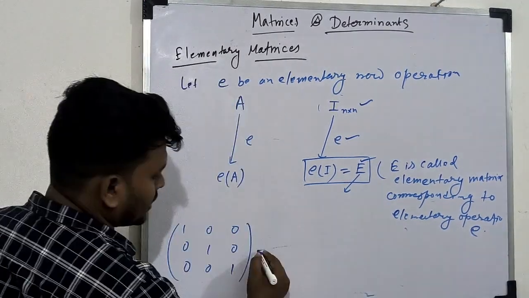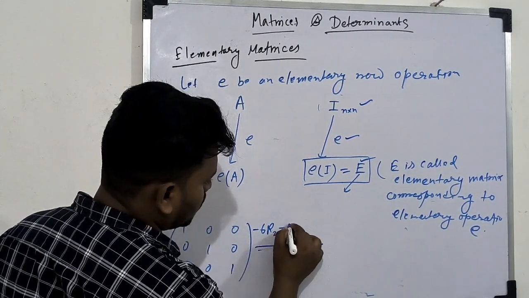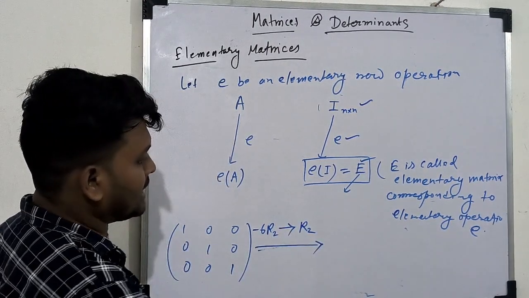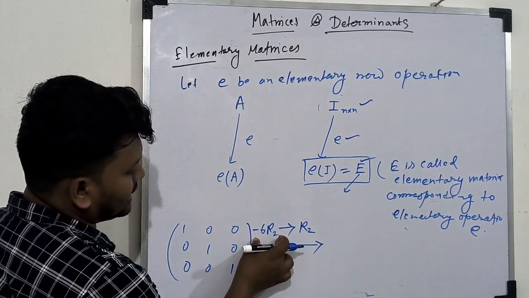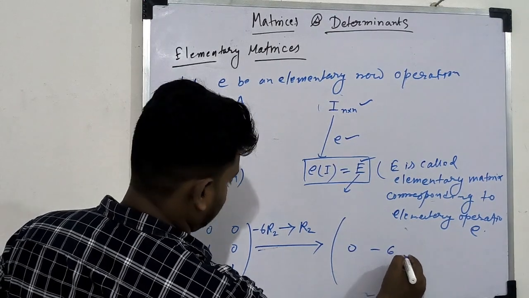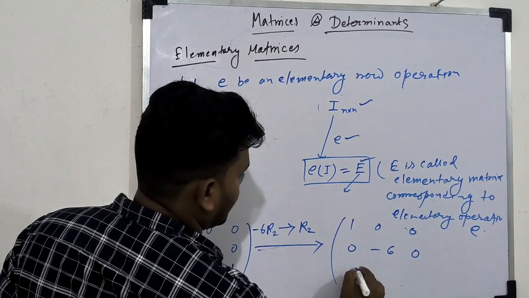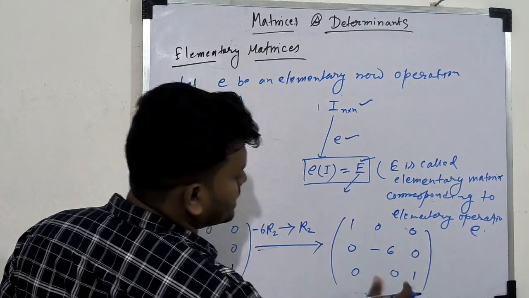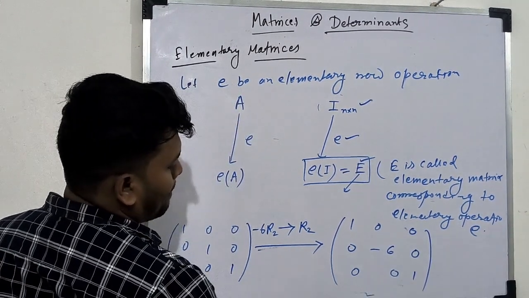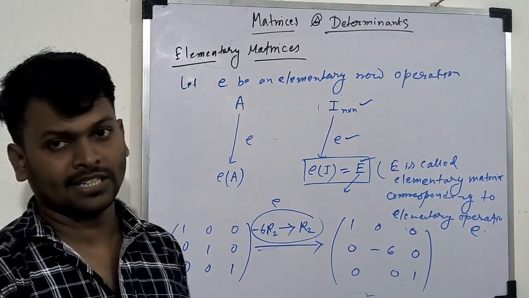In another way, if we apply the row operation minus 6 R2 implies R2, that means R2 is replaced by minus 6 R2. So R2 is multiplied by minus 6, and the other rows remain the same. So this is also an elementary matrix corresponding to this elementary operation. So these are the elementary matrices.